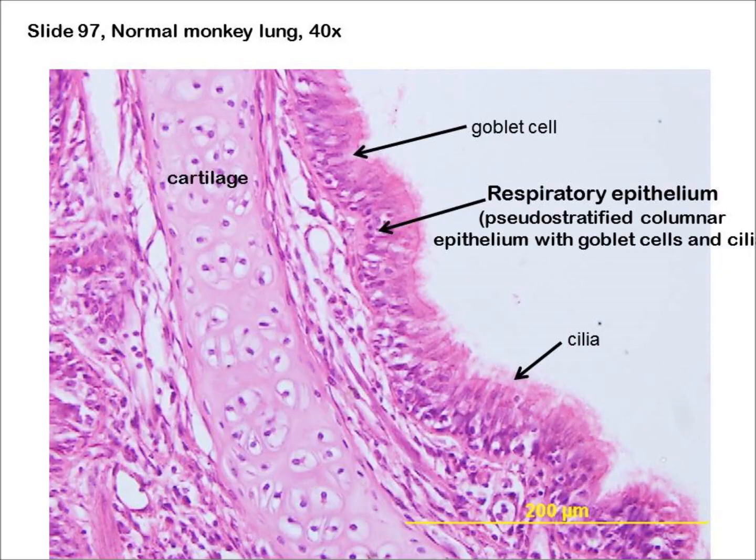Center the field on the epithelium lining the bronchus, that is, on the concave side of the cartilage, and switch to higher power. Note that the epithelial cells are columnar and have cilia, which appear as fine filaments on their free surface that help to move the mucus. This is pseudostratified, ciliated columnar epithelium with goblet cells, which is also known as respiratory epithelium.